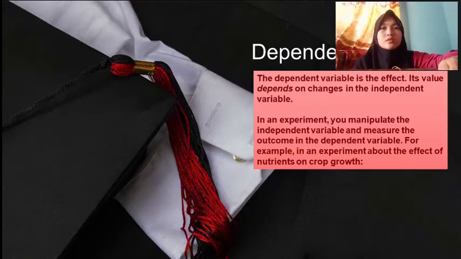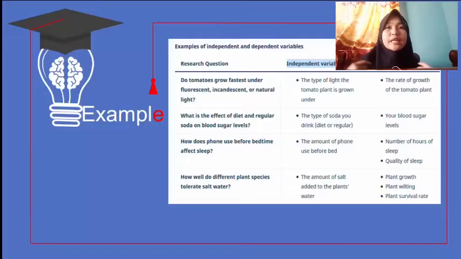Okay. So, some examples of independent and dependent variables. Do tomatoes grow fastest under fluorescent, incandescent, or natural light? The independent variable, or the variable that we change, is the type of light given to the tomato plant. And the dependent variable, or the thing that we measure as the result of our study, is the rate of growth of the tomato plant. For example, we measure the height of the tomato plant and so on.